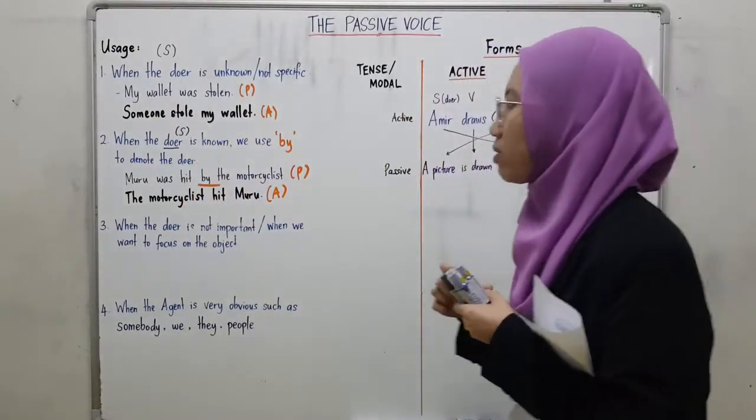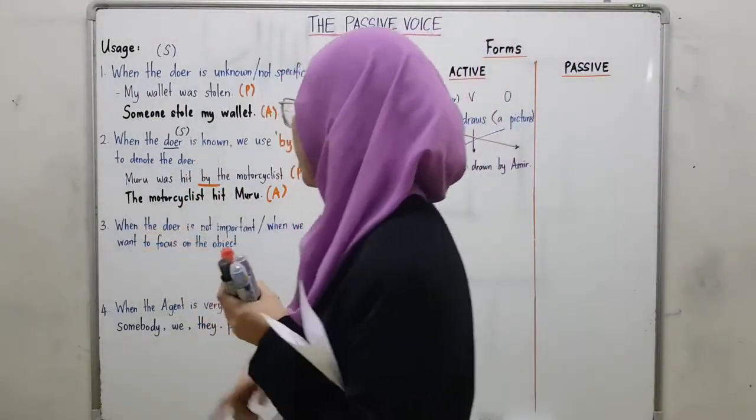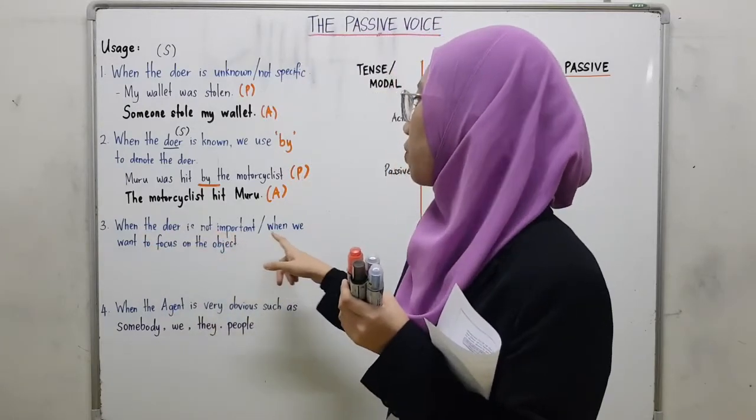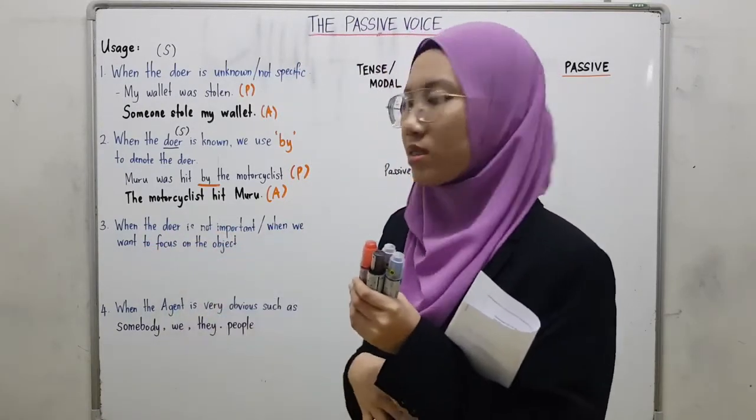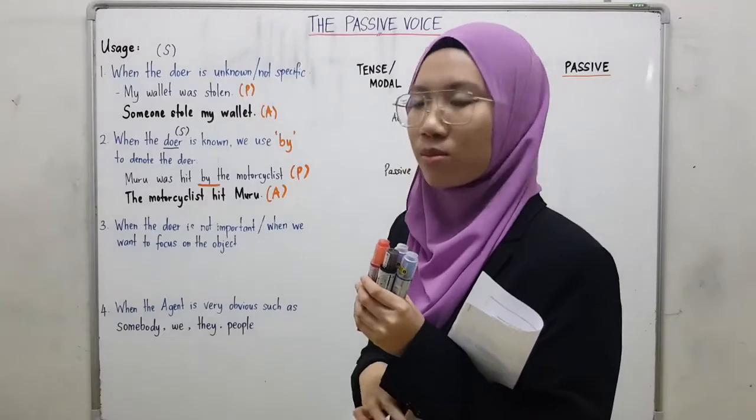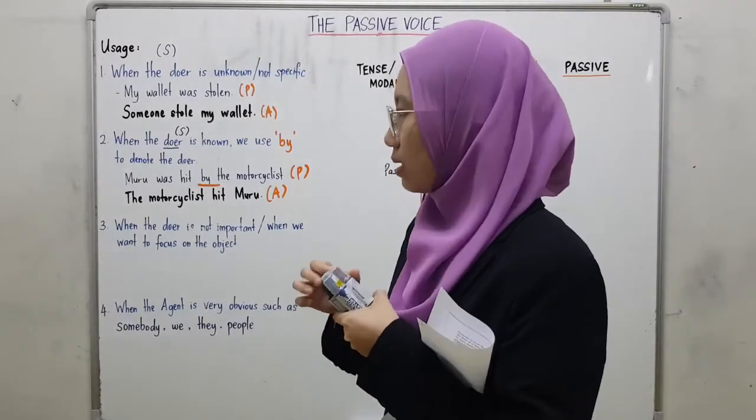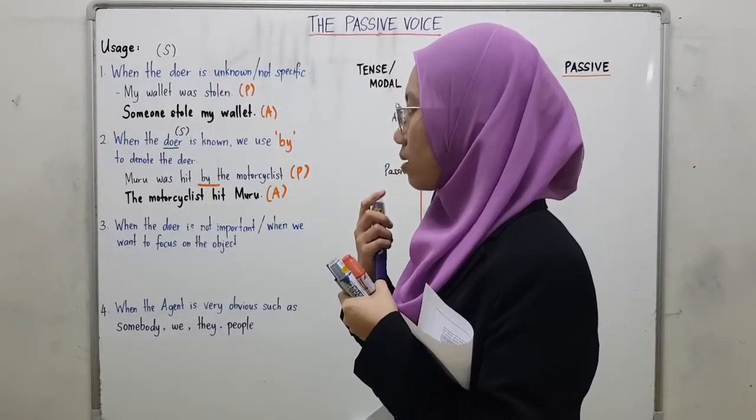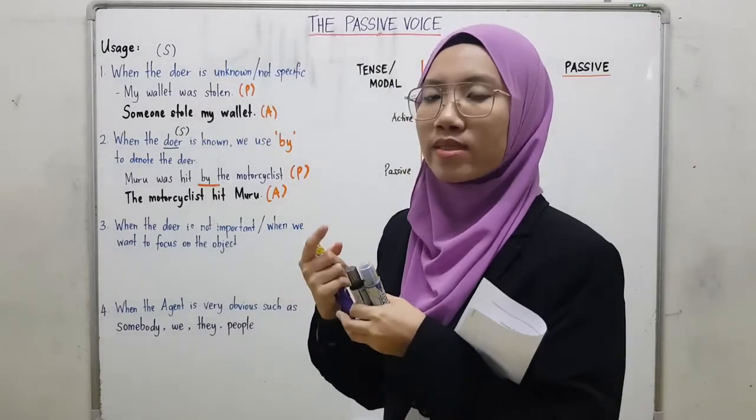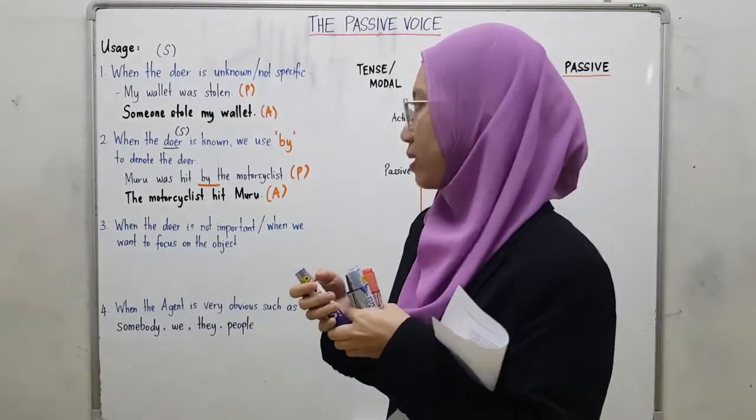So ni kategori yang untuk usage number 2. Okay, so number 3, when the doer is not important or when we want to focus on the object. Okay, for example, the suspect was questioned by the police.